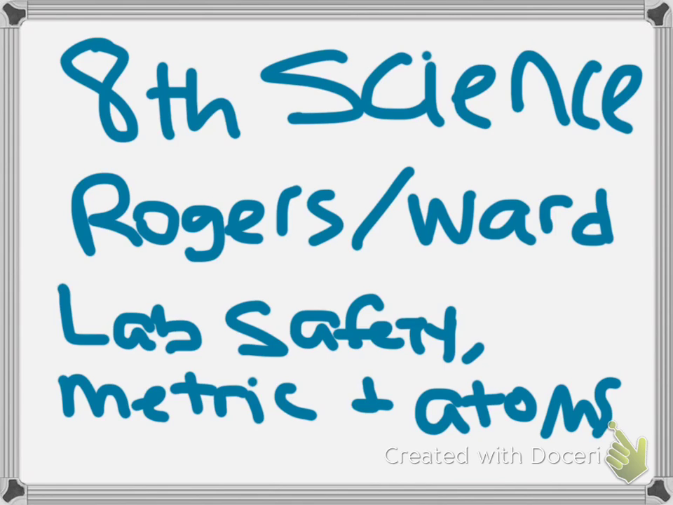Number 26, an atom of a certain element is solid at room temperature, very stable, conducts electricity, and is magnetic. This atom has an atomic number of 26 and a mass number of 56. How many neutrons are in this atom? F, 26, G, 30, H, 56, J, 82.